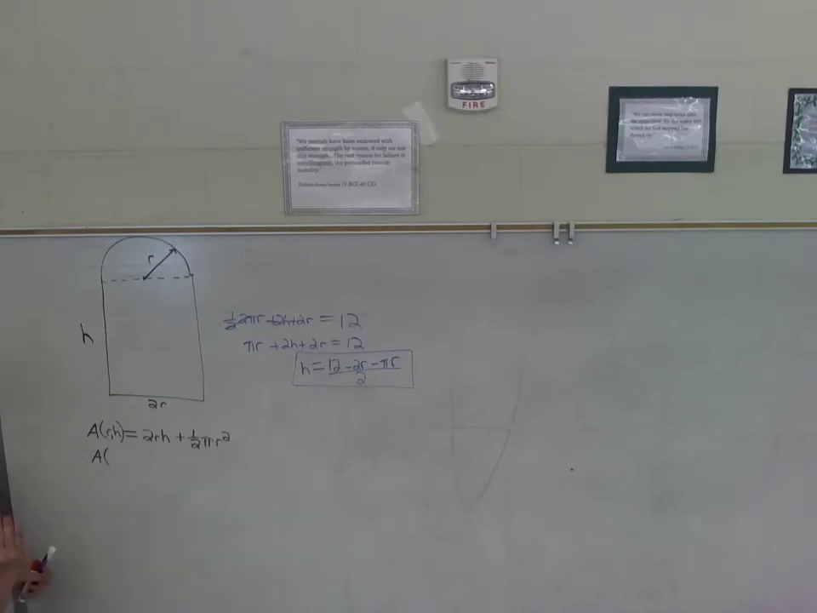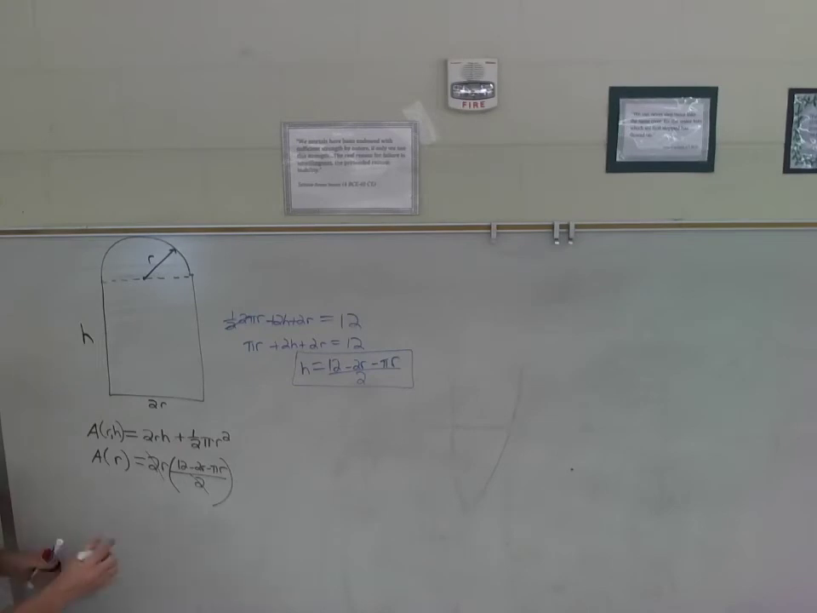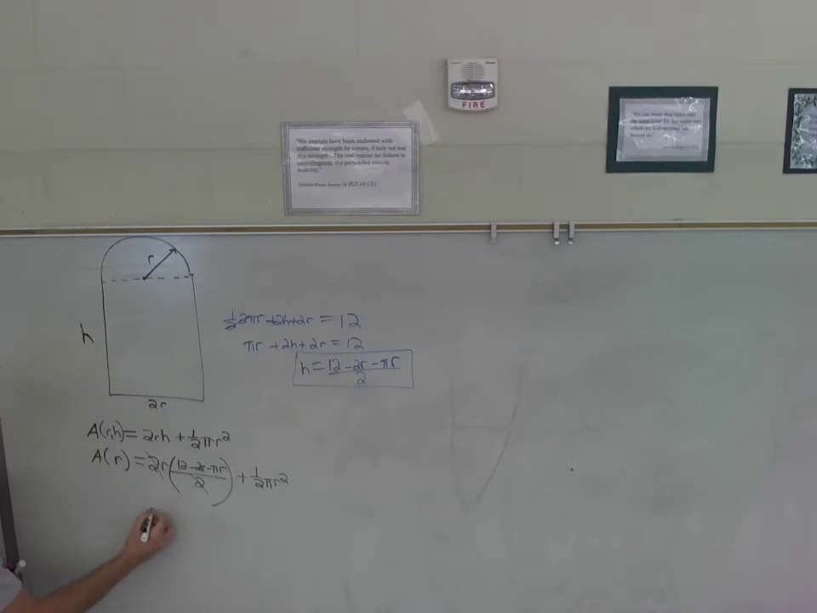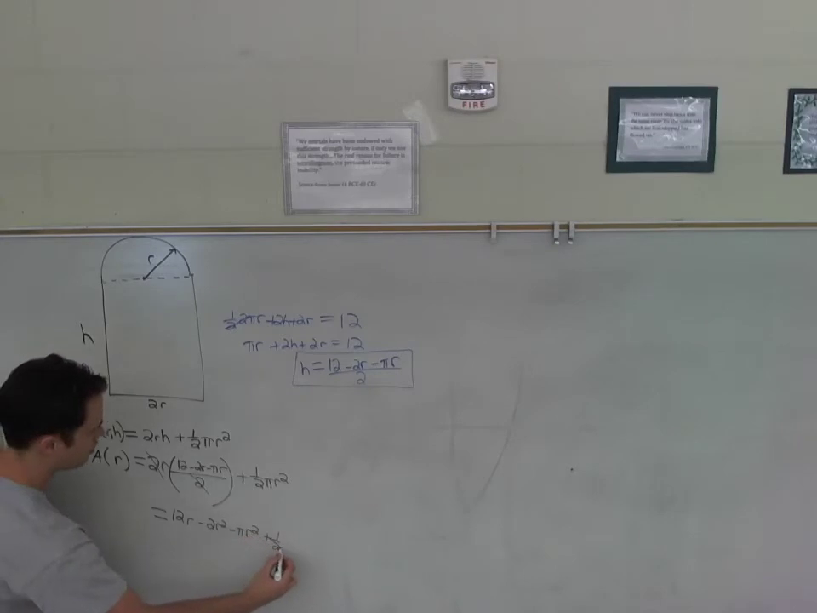That's the whole point. So we don't even want to do multivariable calculus even if we needed to, because it's uglier, it takes long. Okay, so now this is going to be a function of just r, so we have 2r, and then (12 minus 2r minus pi r) over 2. Those 2's will cancel. That's good at least. Plus half pi r squared. Let's see if we can simplify that. No, it's not that bad. So I'm going to distribute my r. So we've got 12r minus 2r squared minus pi r squared plus half pi r squared.